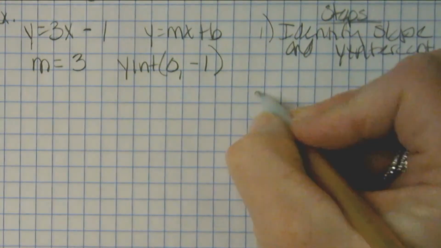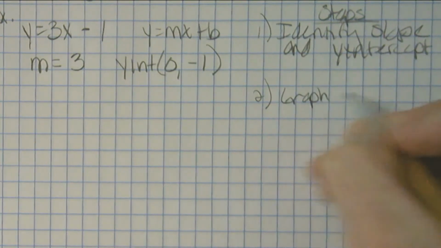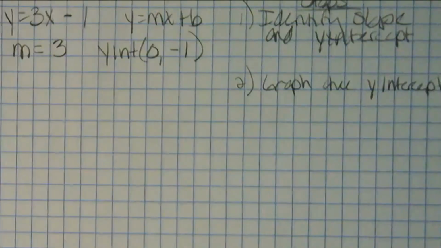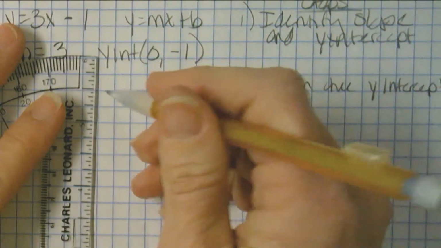All right. The second thing we're going to do is you're going to graph the y-intercept. So I want you guys to graph the y-intercept. So you're getting your coordinate plane out.